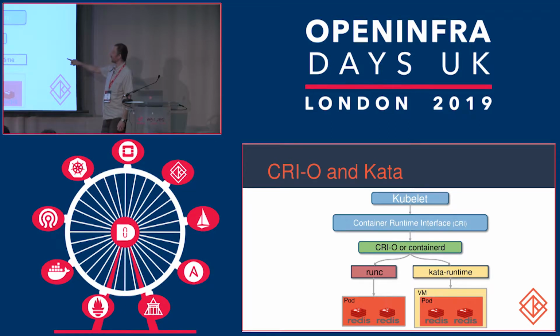And we work with CRI-O, and there's an alternative called containerd. There's sort of two ways of doing this, and it works with both. And then within those, you can fairly naturally choose: do I want to use runc or do I want to use Kata to launch my container?